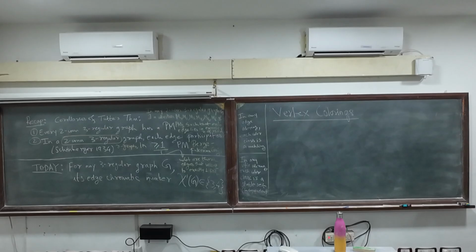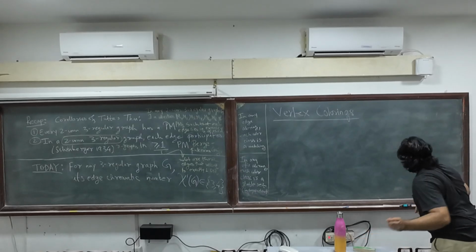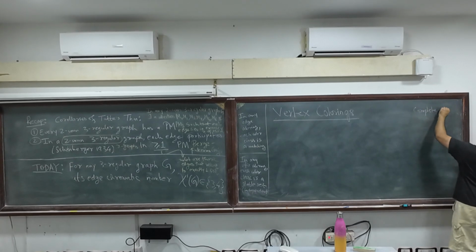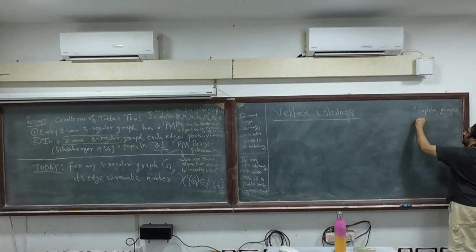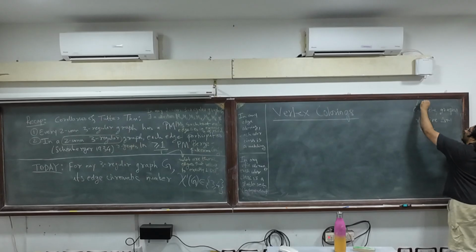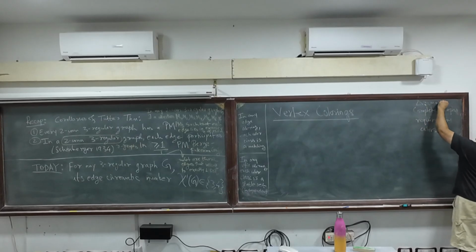Can you think of a graph that requires delta plus 1 colors? Completely connected. What is completely connected? K5. How many colors does K5 need? 5. And what is delta? 4. So delta plus 1. Okay, let's write it down. Complete graphs require delta plus 1 colors. Here delta is the maximum degree.